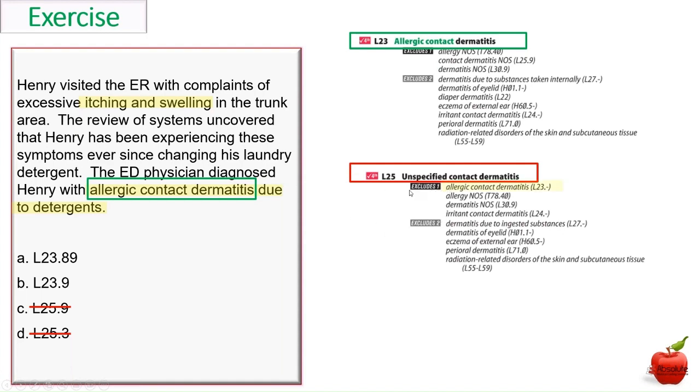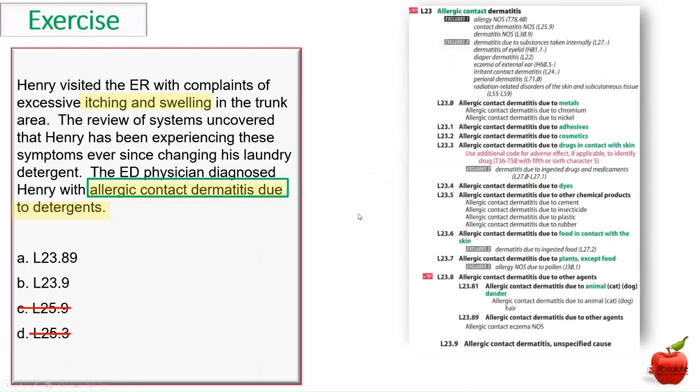Even if you chose this, you've got to look at everything that's related to that code. It's telling you it excludes allergic contact dermatitis, L23. What does the Excludes1 tell you? Don't code that here. Don't code that there. So we're going to keep on.